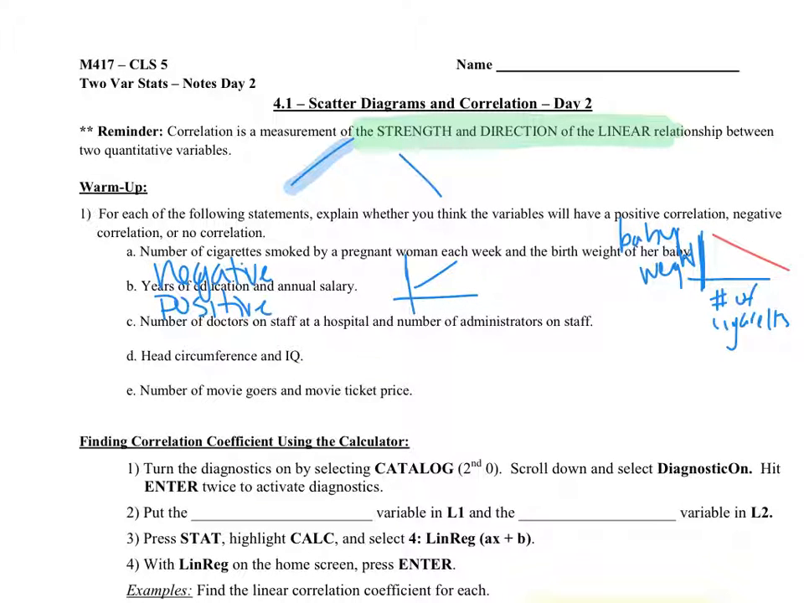Okay, number of doctors on the staff at a hospital and number of administrators on staff. Once again, there's multiple ways you could look at this. One would be that the more doctors you have on staff, the fewer administrators you're going to have because of costs. Or the other way to look at it is the more doctors you have, the more administrators you need also. So 2 different ways you could look at part C. Either answer would be acceptable depending on which way you put the explanatory variable.